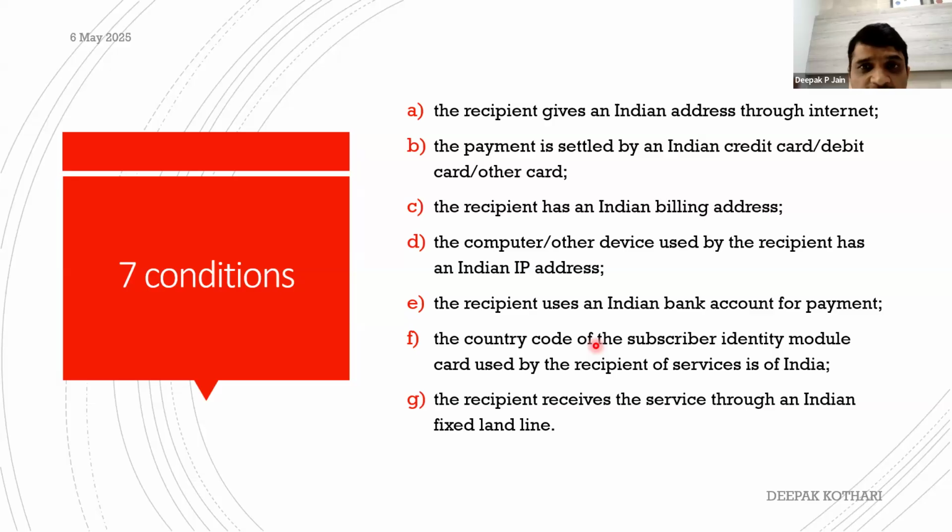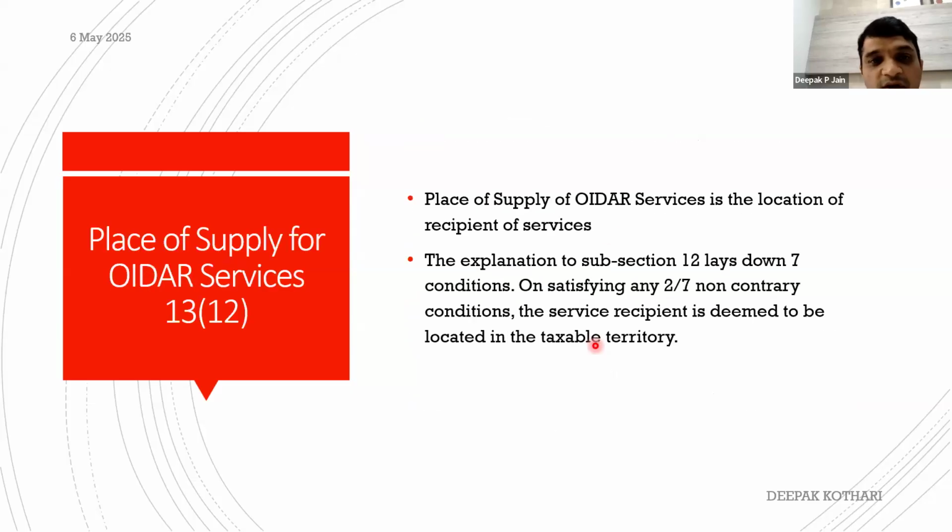So not only one condition, a minimum of 2 conditions has to get satisfied, then the recipient will be treated as a recipient in India. So, how do you determine this? It is a very challenging question, who will determine this? So basically, the OIDR service provider, when he is providing the services, will have to decide how much of this information he is able to gather, because the onus will be on the OIDR service provider itself, because he will have to decide whether any 2 of these conditions are satisfied.